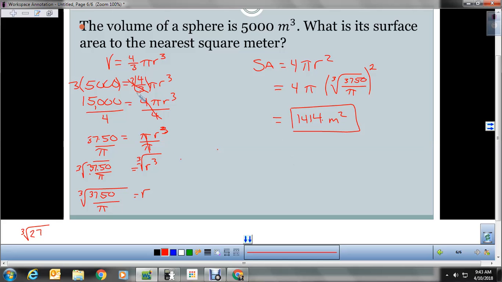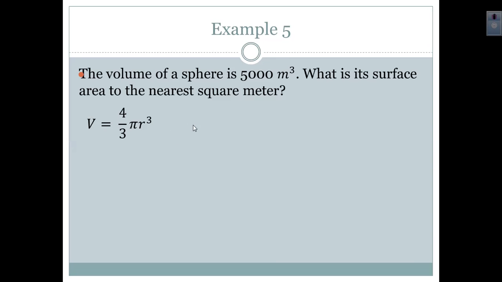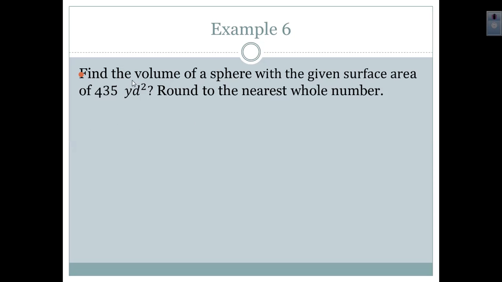All right, sorry about that. So you got to calculate it twice. So now, let's move on to the next one. In the last example here, we've got the volume. We're trying to find the volume given the surface area. So it's going to be kind of backwards here. So we're going to start off with the surface area formula, plug in 435 for our surface area, and we're going to try to find our radius so we can plug it in and find the volume.